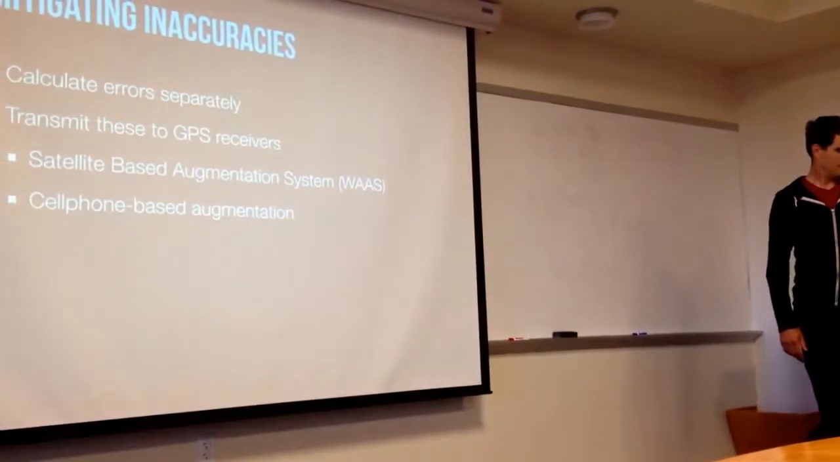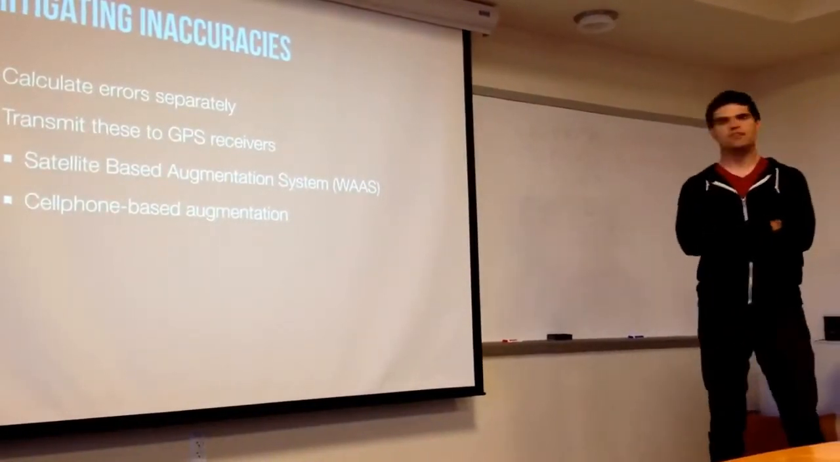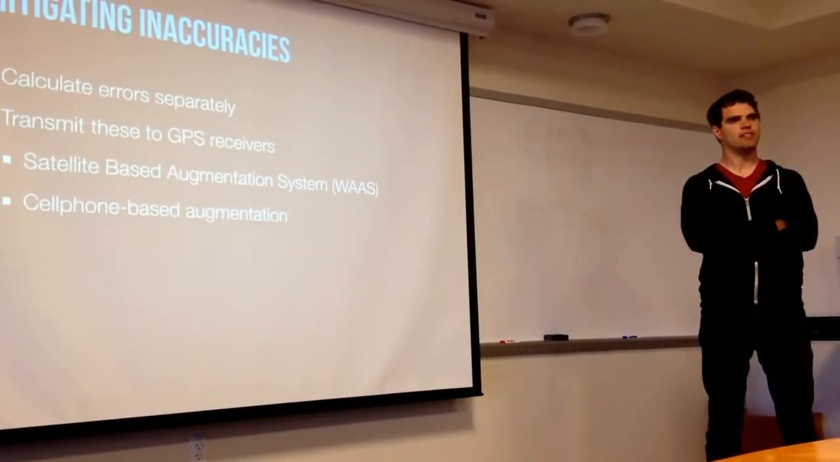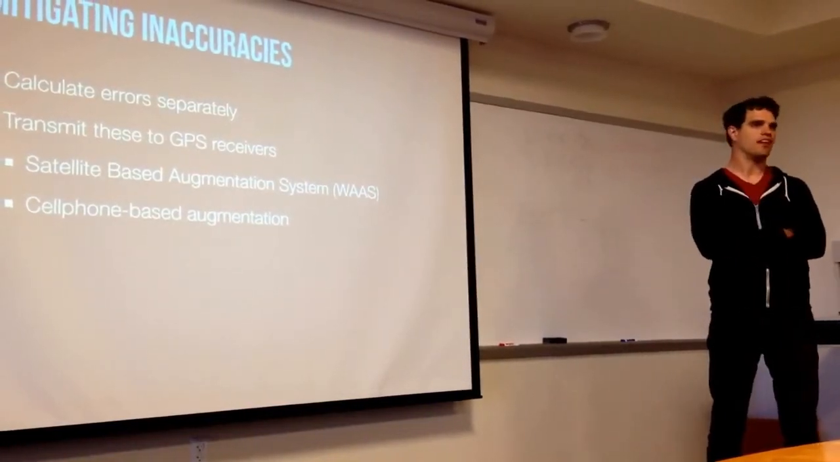So how do we get around some of these inaccuracies? Well, one neat thing that people do is calculate some of these errors. The government spends a huge amount of time making sure that the atomic clocks running on these satellites are accurate.